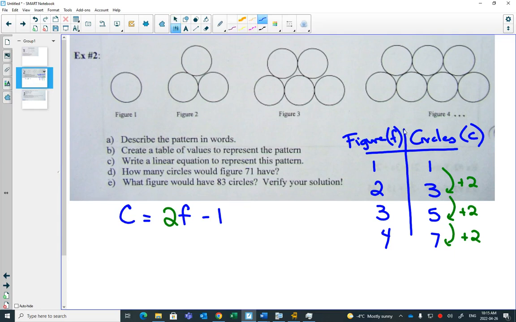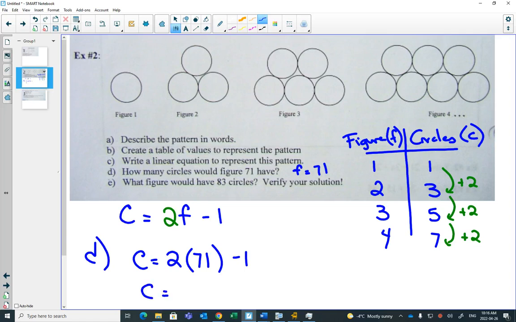All right, I am back. So how many circles would figure 71 have? In part D, you know that F is equal to 71. We go to our equation, put in brackets because we can substitute in. Remember, when you're substituting a value in, you put it in brackets. Oh, I forgot the minus 1 here. Now we can just do our order of operations. 2 times 71, 142 minus 1, and so you get the number of circles will be 141 in figure number 71.